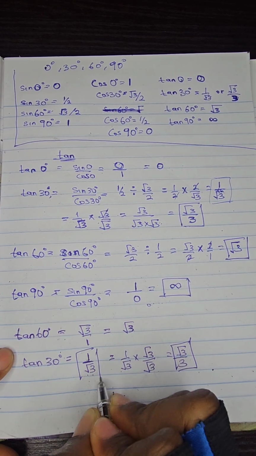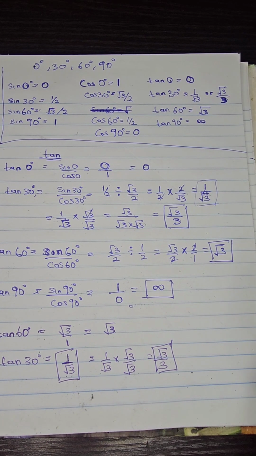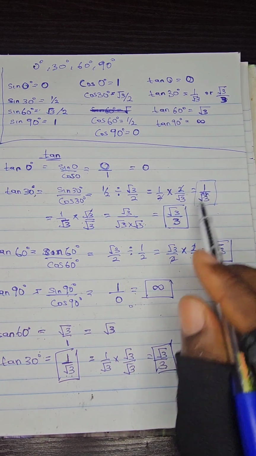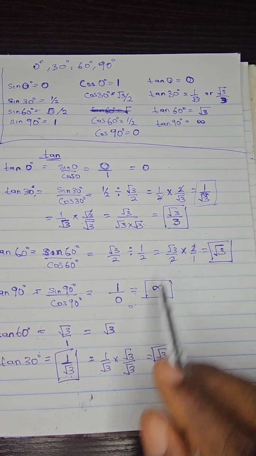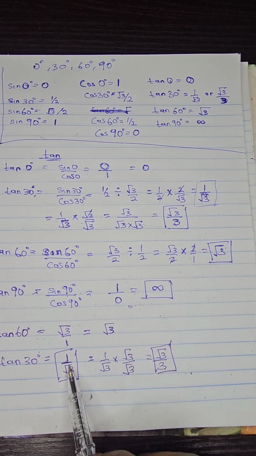These are the two answers for tan 30. So if you look at this, you can see that this is tan 30. We got the same answer, and when we rationalize, we got this. This is tan 60. When we use the sine over cos formula, we still got the same answer.